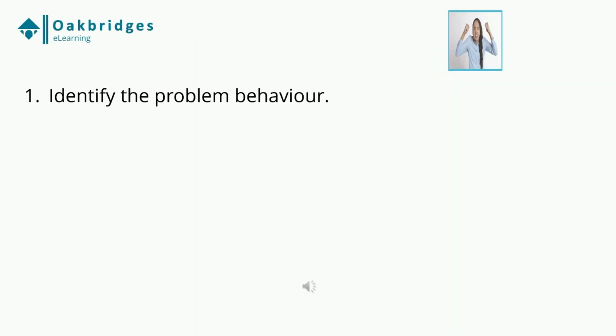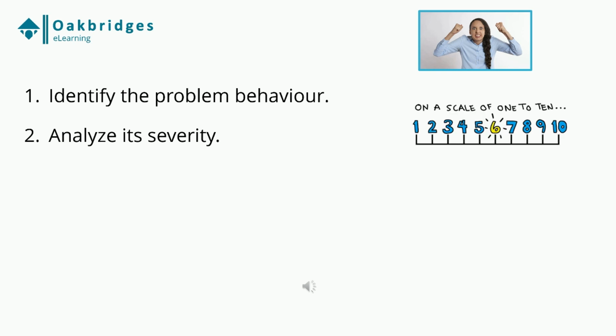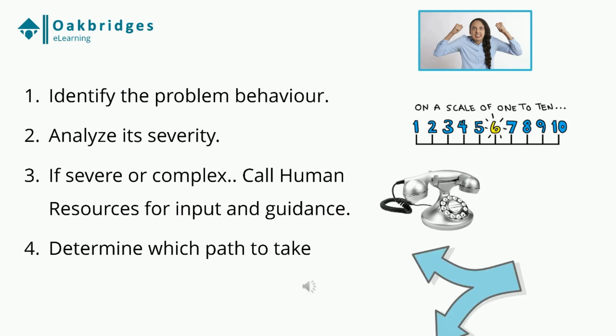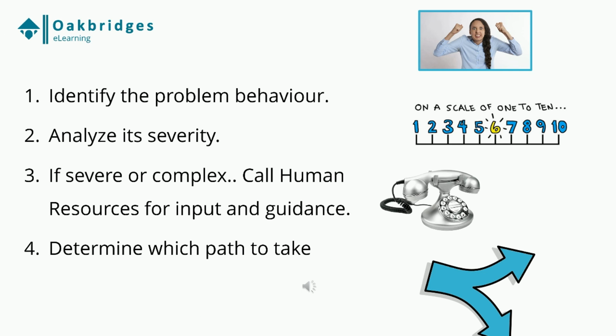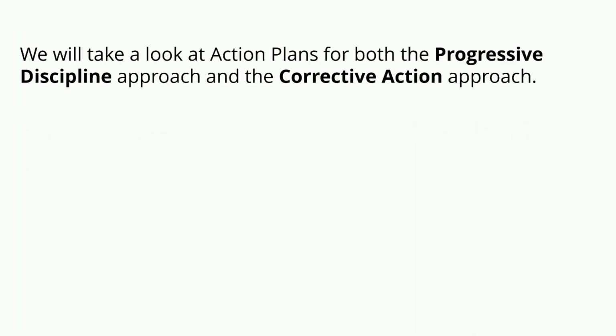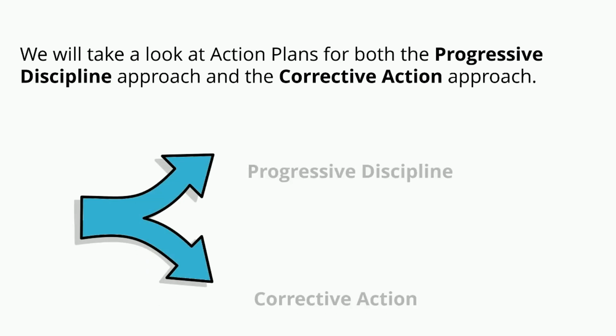Point 1, identify the problem behavior. Point 2, analyze its severity. Point 3, if severe or complex, call human resources for input and guidance. Point 4, determine which path to take. We will take a look at action plans for both the progressive discipline approach and the corrective action approach.